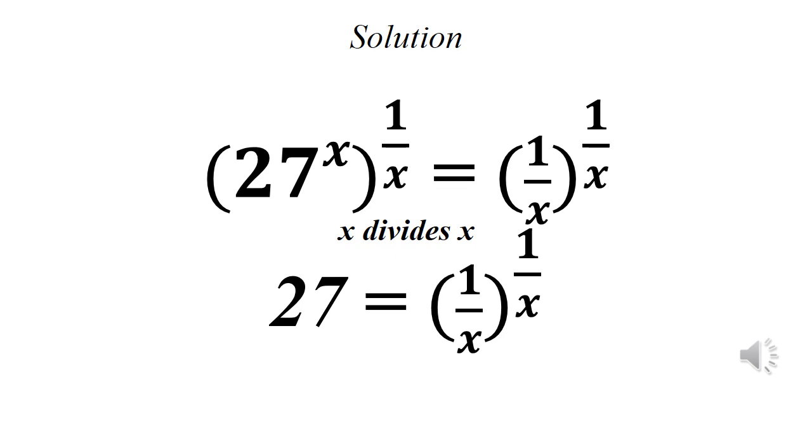So we have 27 raised to power x, multiplied by 1 over x, or 27 raised to power x raised to power 1 over x, equals 1 over x raised to power 1 over x. So the first thing we do here is to divide the x by x, that is x cancels x. On the left side, that's on 27, the x there cancels the x. So what we have left is 27 equals 1 over x raised to power 1 over x.